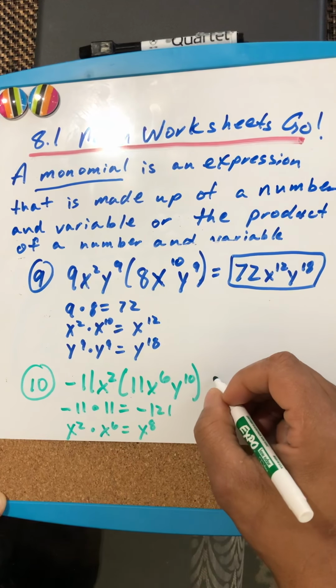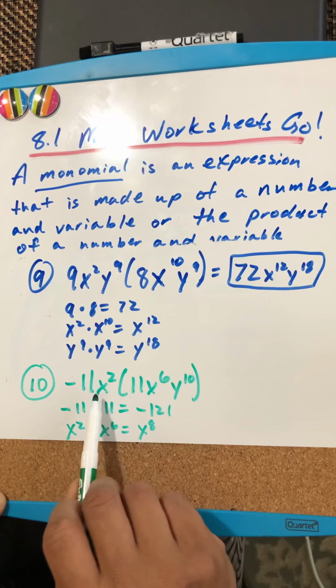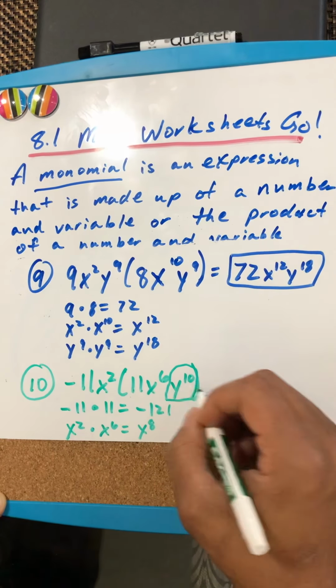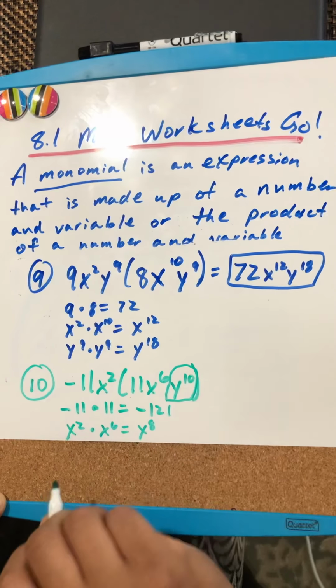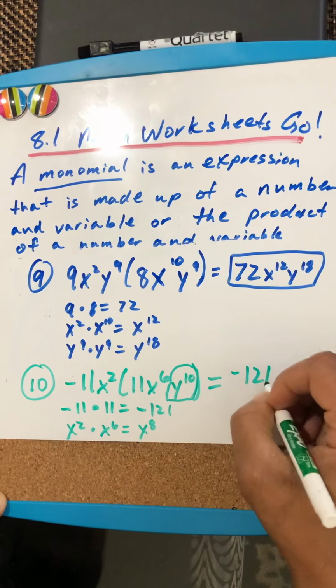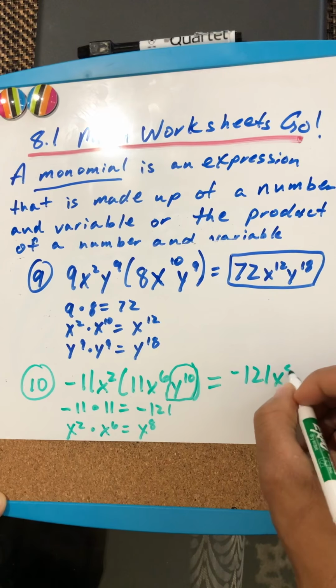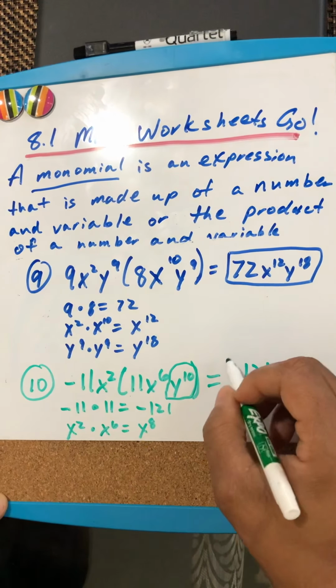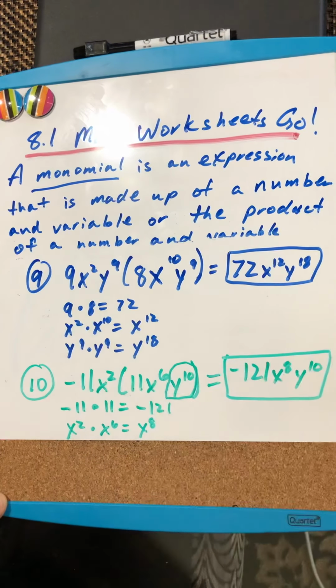And then there's no y here, so we just carry on with my y to the 10. So that's going to be in my final answer. You can't forget that. Okay, so my final answer is going to be negative 121 x to the 8, and then I'm just going to bring over my y to the 10. And then that is done.